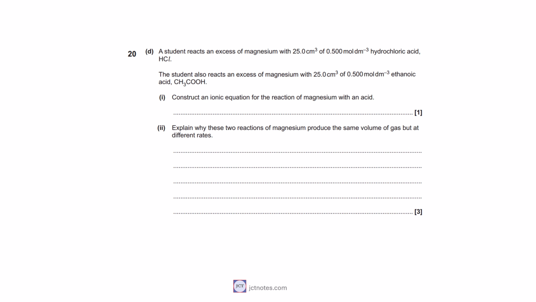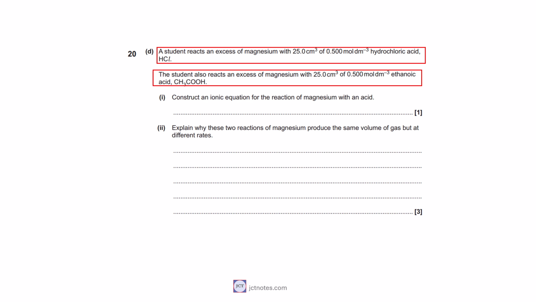In part D of question 20, a student reacts an excess of magnesium with 25 cubic centimeters of 0.5 molar hydrochloric acid. The student also reacts an excess of magnesium with 25 cubic centimeters of 0.5 molar ethanoic acid. In the first question, we are asked to construct an ionic equation for the reaction of magnesium with an acid. The magnesium displaces hydrogen ions from the acid, releasing hydrogen gas. Remember that we are asked for the ionic equation, not the full molecular equation.